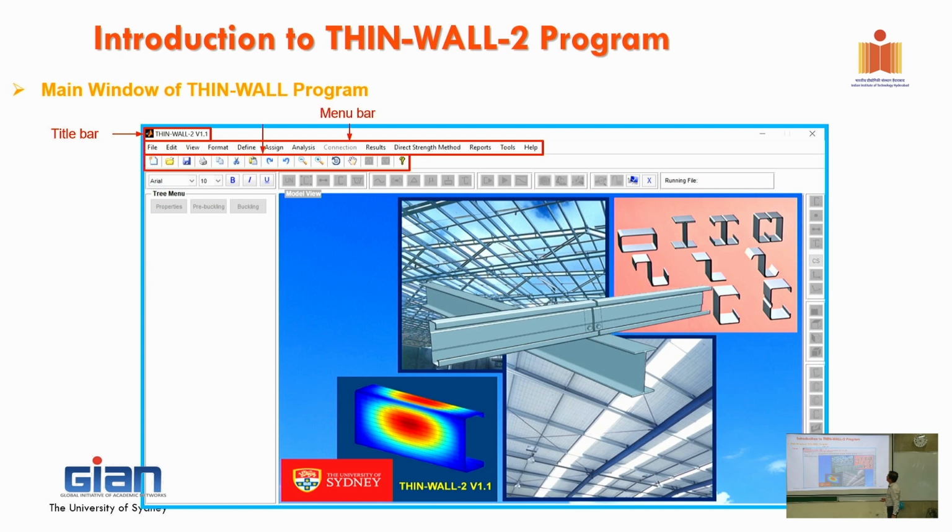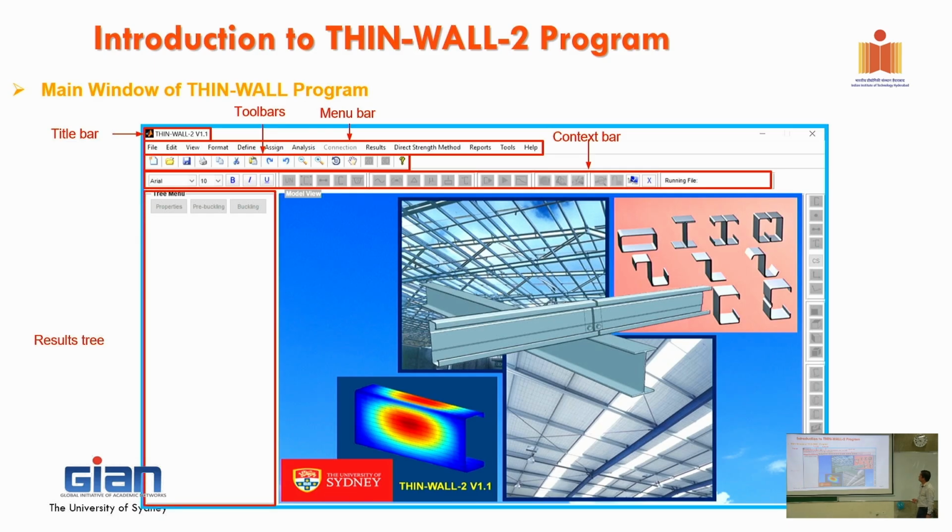So this is the menu bar, and this is the toolbars. And this is the context bar. So you can easily click on the button on the bar, and then you can get the function straight away. And that window is the result tree. So you've got all the results on the left in here, showing you everything. And this one is a result bar. So you can choose different failure modes, or you want to look at stress or whatever. It's going to be here, showing you here.